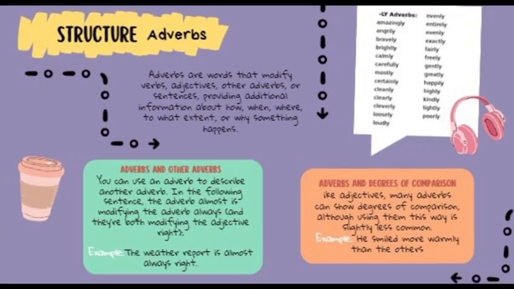The structure of the adverbs. You can use an adverb to describe another adverb. In the following sentence, the adverb almost is modifying the adverb always, and they are both modifying the adjective right, like the weather report is almost always right.